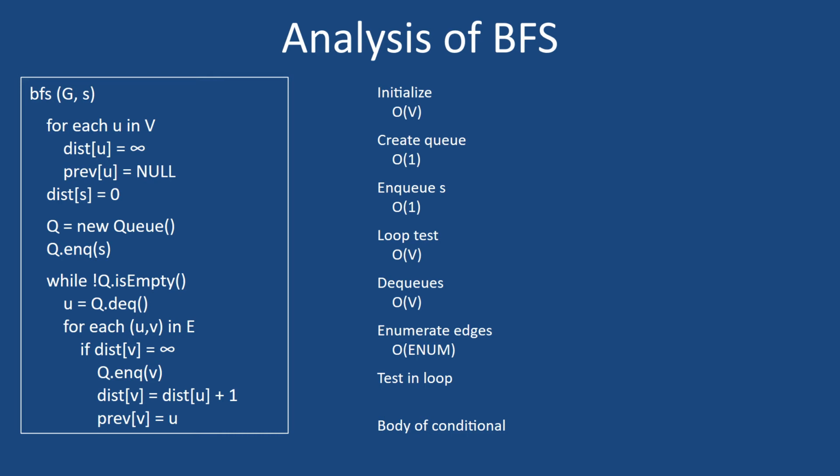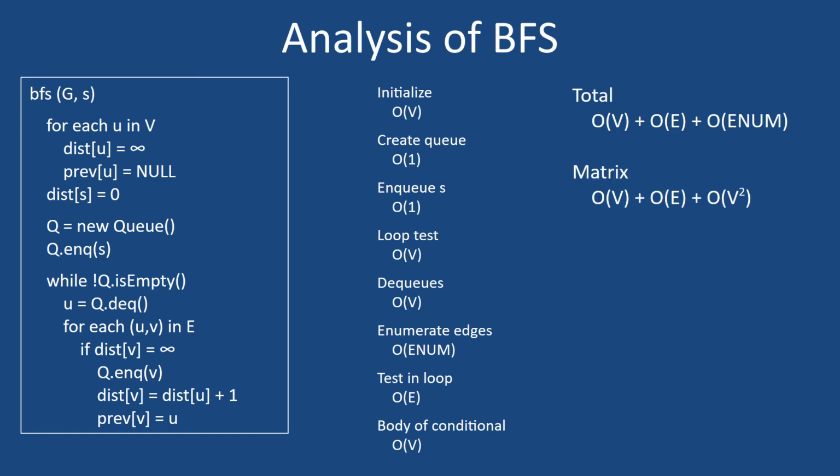All right, so we got that. We add them all up, we get this: O of V plus O of E plus whatever the cost of enumerating the edges is. For a matrix, the cost of finding all the edges is O of V squared. That dominates the others, so we just have O of V squared. For the list, we get that, and that simplifies to that. So again, it's linear. Same result we got for depth first search.